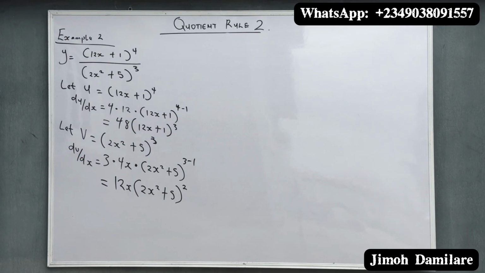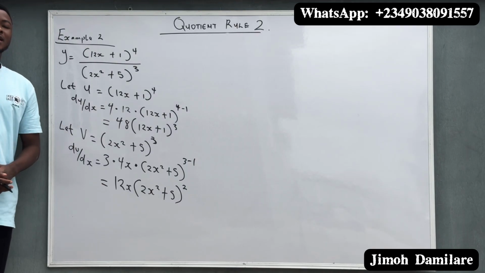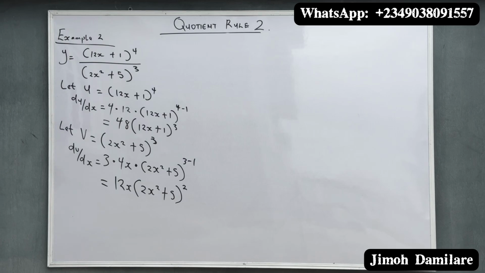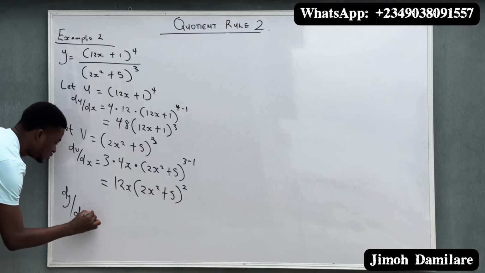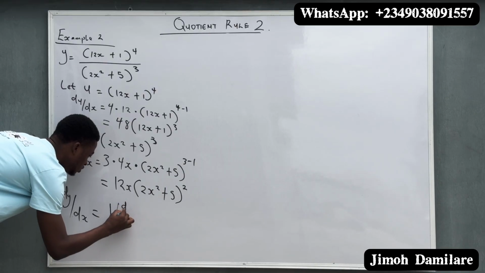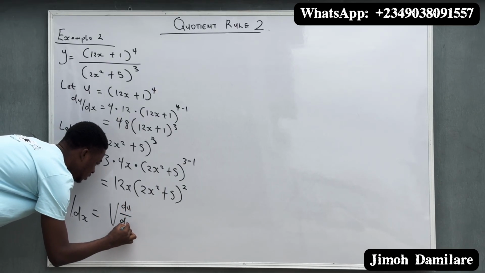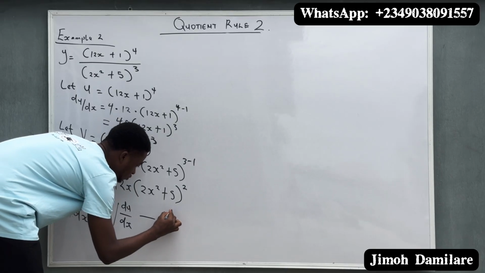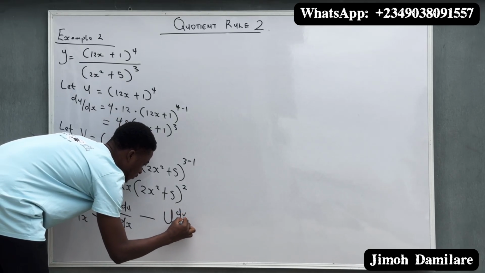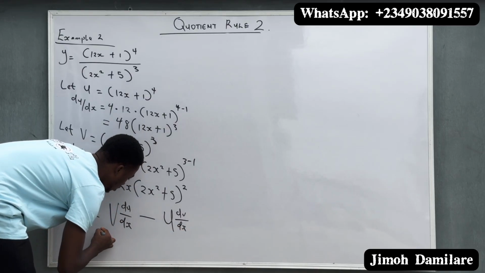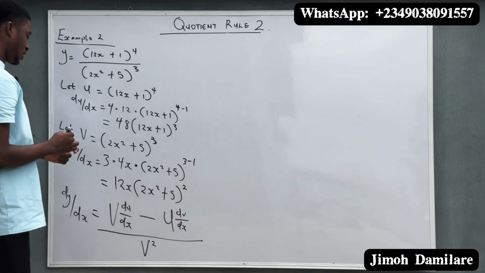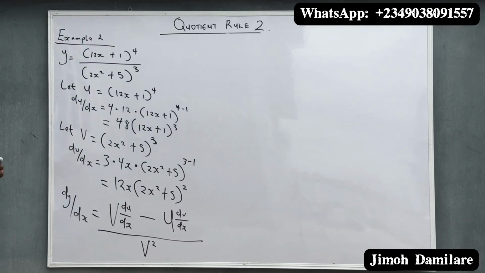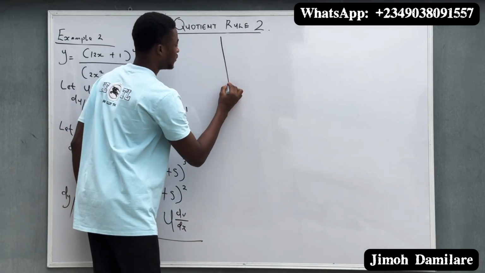So now that we have gotten our parameters, we can then proceed to use the formula for the quotient rule method of differentiation, which is given as dy over dx to be equal to v du over dx minus u dv over dx all over v squared. So this is our quotient rule formula for method of differentiation.